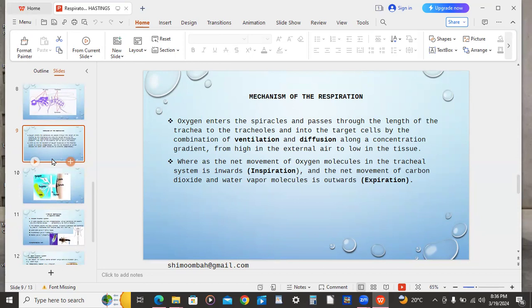So as I said here, when there is a net movement of oxygen into the tracheal system of an insect, it is called inspiration, and when there is a net movement of carbon dioxide and the water vapor molecules outwards, it is called the expiration. Carbon dioxide and water are being removed out of the body of an insect.